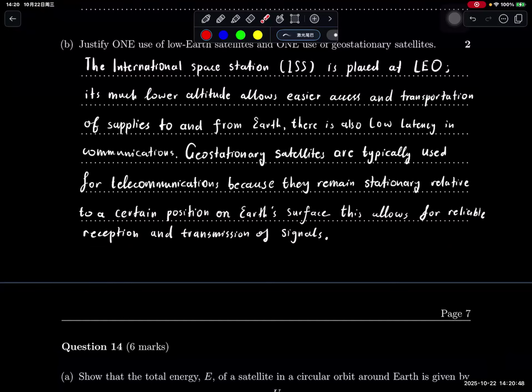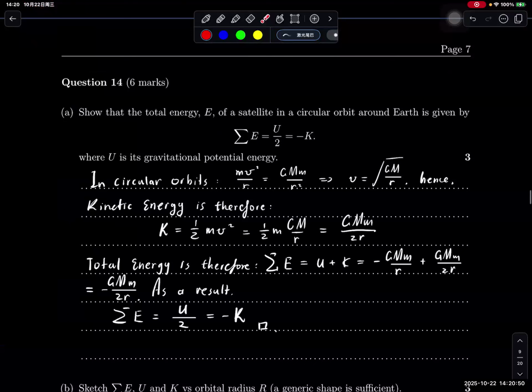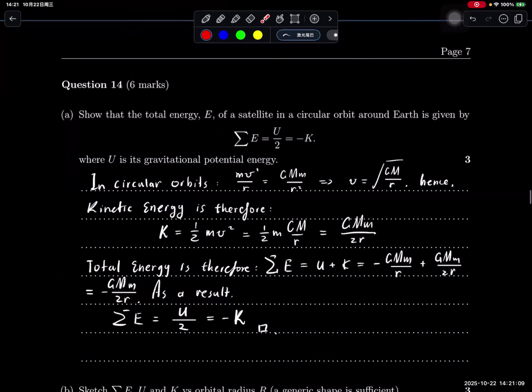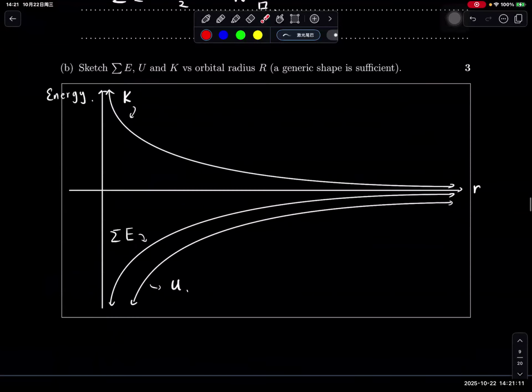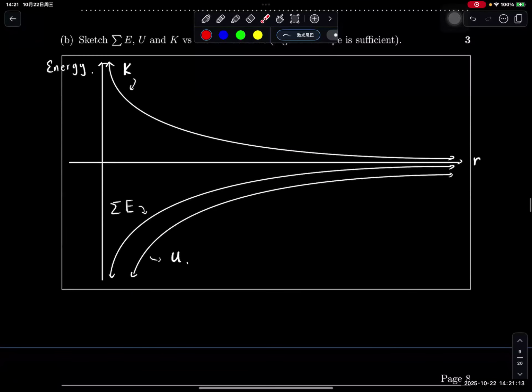Okay. And then we have question 14. Pretty much just algebraic expressions. And if you just do algebra correctly, you should be able to verify this statement. It's a very nice intrinsic relationship between all the energies of a satellite that's undergoing uniform circular motion. So keep in mind this is only true in uniform circular motion. The next one is just plotting the graph. It should be quite trivial.